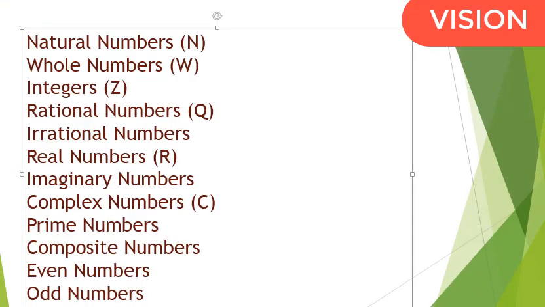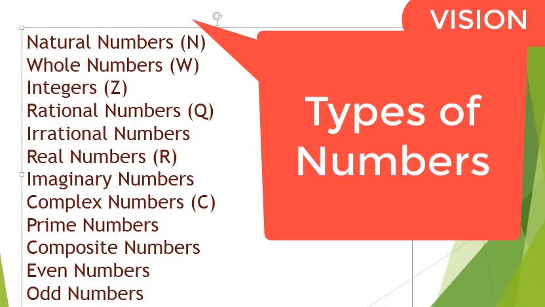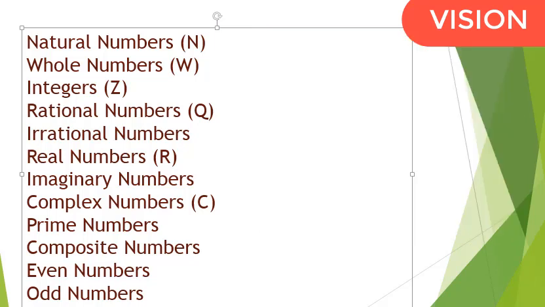Okay, on this page you are seeing 12 types of different numbers: natural number, whole number, integer, rational number, irrational number, real numbers, imaginary numbers, complex number, prime numbers, composite numbers, even number, odd number. These are the 12 major types of numbers. Among these types we are going to concentrate on real numbers. Real numbers are normally represented by capital R. Rational numbers are Q. Prime numbers we also have.